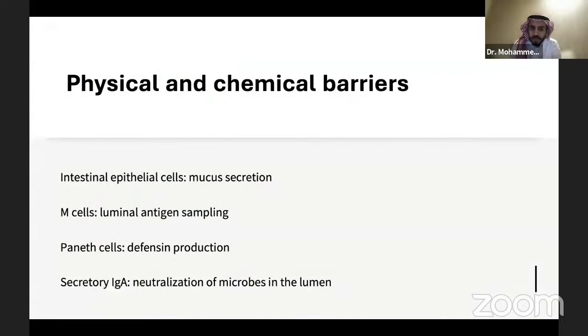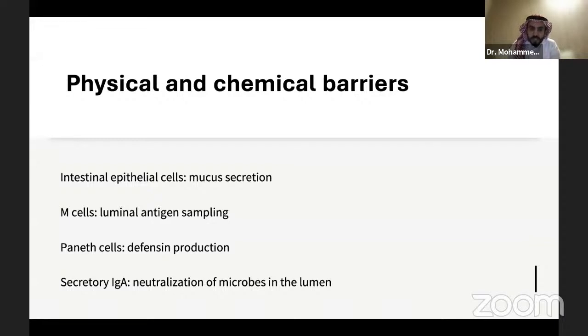The physical and chemical barriers have a lot of function in the GI tract. One example of the first line of defense is the intestinal epithelial cells, which have very tight junctions and secrete a lot of mucus to help keep a layer between the pathogens and the immune system beneath the epithelial surfaces. Within that tight junction, there are also certain cells, M cells and dendritic cells, that have some sampling ability and sense any antigen in the lumen and try to pick it out.